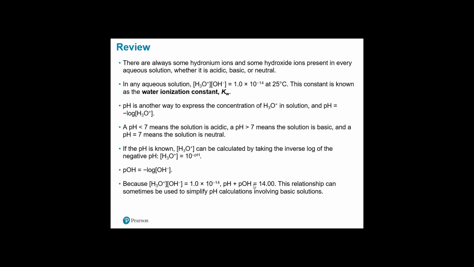If the pH is less than 7, it's acidic. If the pH is more than 7, it's basic. And if it's equal to 7, it's neutral. If the pH is known, then you can get the hydronium concentration by using the inverse log of the negative pH. And if you need to know the pOH, then you take the negative log of the hydroxide concentration. And pOH and pH add up to 14.